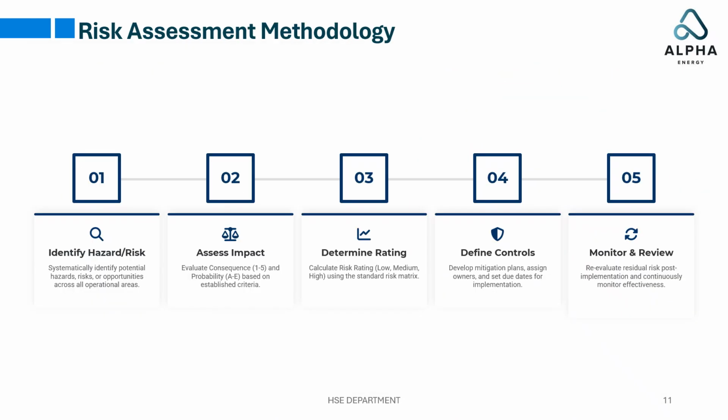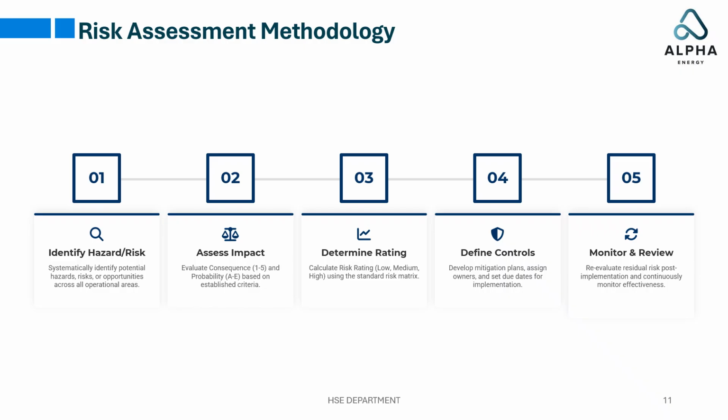The risk assessment methodology follows a structured 5-step process to systematically identify, evaluate, and control risks across operations. The first step is identify hazard or risk, where hazards, risks, or potential opportunities are identified across all operational areas. The second step is assess impact, which involves evaluating the potential consequences using a defined scale and determining the probability of occurrence based on established criteria.